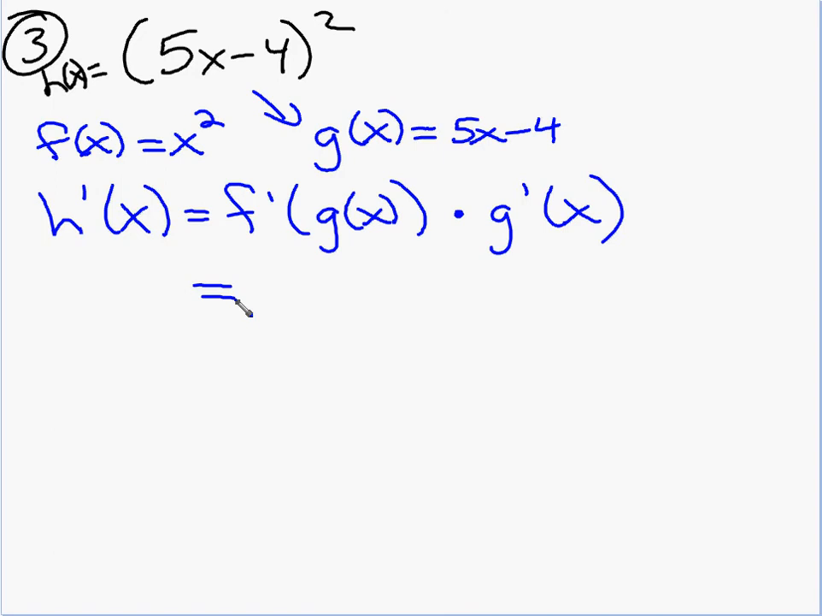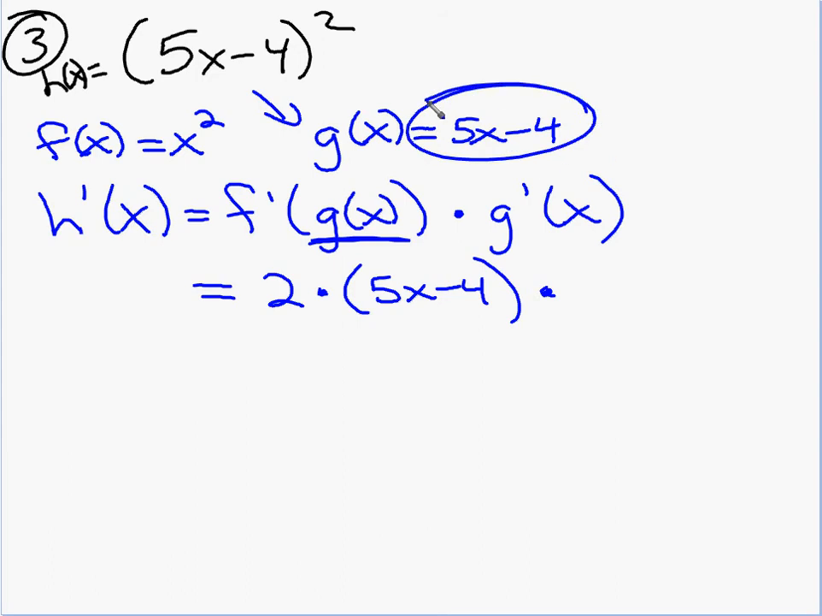It's just going to be 2x. So this is going to be 2, but it is f prime of g of x. So it's going to be 2 times 5x minus 4, times, what is the derivative of that? 5. Problem's basically done. 10 times 5x minus 4.